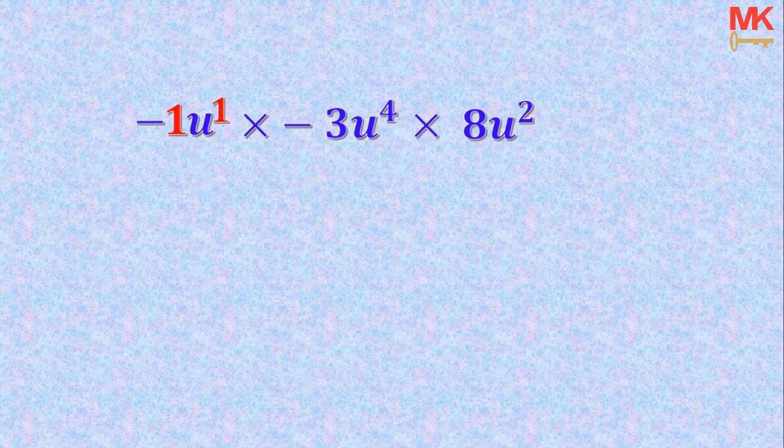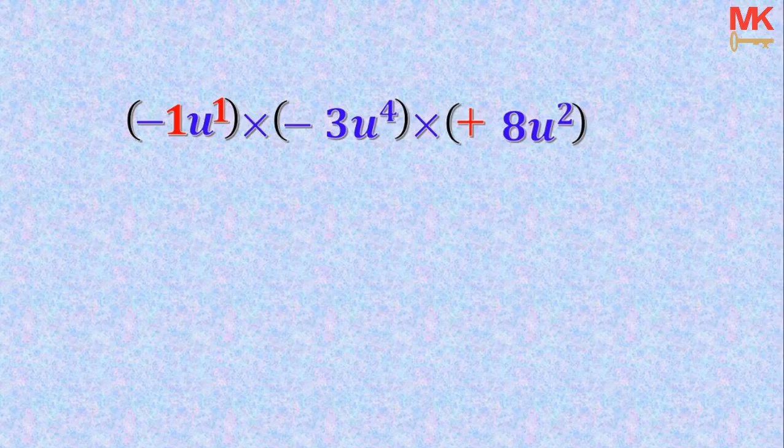Okay, the next is the second term, that's negative 3u raised to the power of 4. It has a negative operation, and the last term, 8u squared, it looks like it doesn't have an operation, so we'll just shift it and introduce the positive operation. Okay, so we'll just group each of the terms. We'll group the first term, we'll group the second term, and we'll group the third term. Now let's go straight to our multiplication.